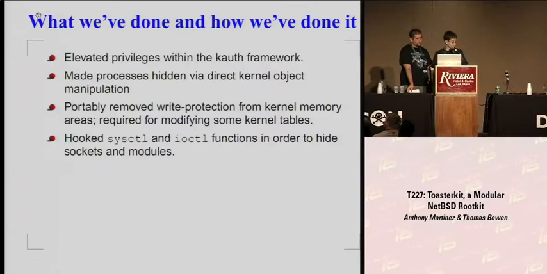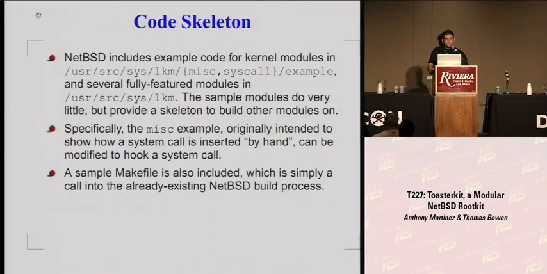So the code that we used, we just basically ended up using sample code skeletons inside the NetBSD kernel. They gave you a lot of information on how to create system calls in loadable kernel modules. It was very simple to modify those so that instead of adding a new system call, we could create system call hooks and things like that. It was very, very easy. Just as little as like three lines of code modification to make the code that they already gave us into a system call hook. So that was very easy.